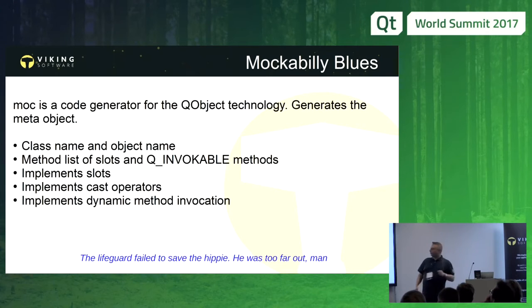So, moc. It's a code generator. What does that mean? It means it looks at your header file, it outputs a CPP file. That's all it does. And where does it do it? Well, if you use QMake, and I actually do, I have to confess I'm one of the only people in the world who truly loves QMake.